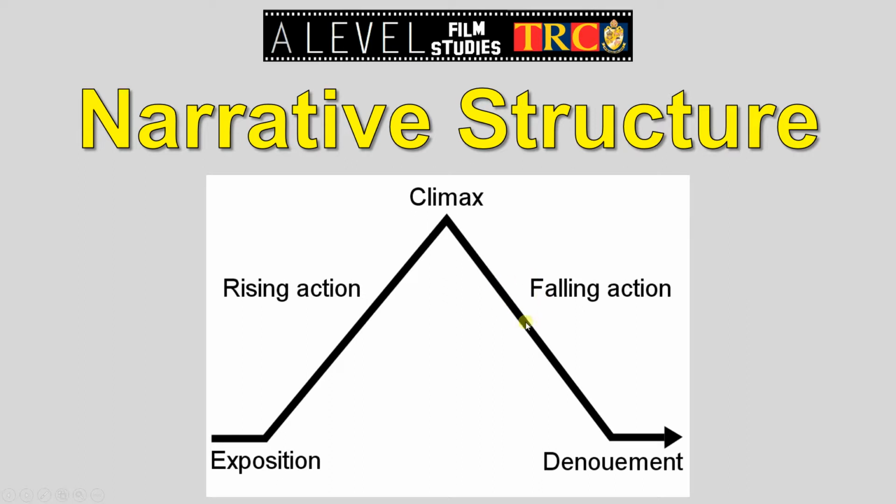Falling action. Our hero or heroine will succeed, they'll win, they'll resolve the enigma. And then here you get your denouement. Denouement means tying up all the loose ends, wrapping up all your plot lines until your problem's solved and there's a new balance, a new normality that's been established. Our characters have evolved, they've changed, they've learned from their journey. So this is your typical kind of narrative structure.